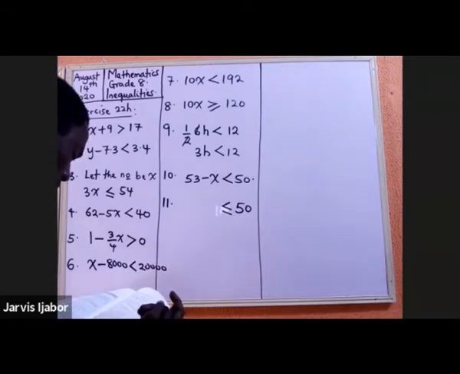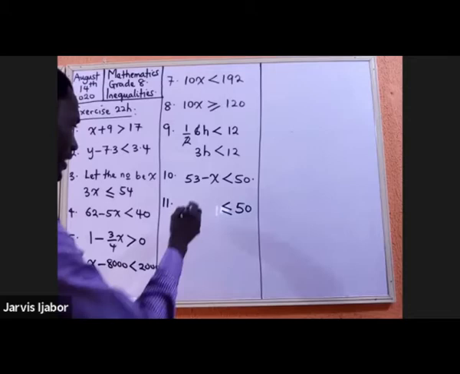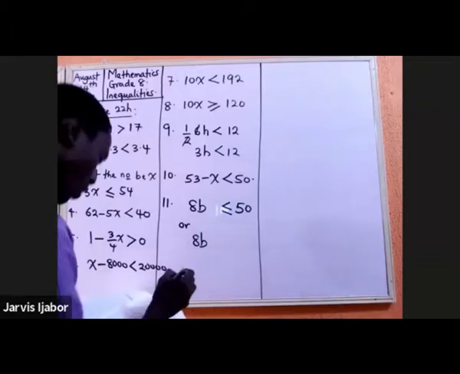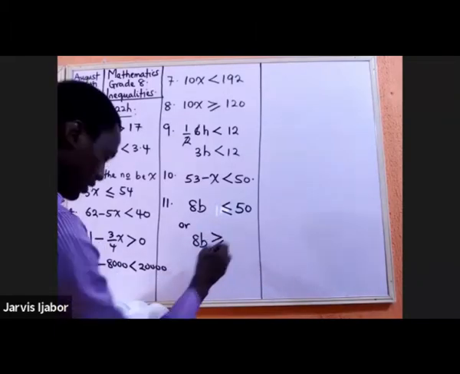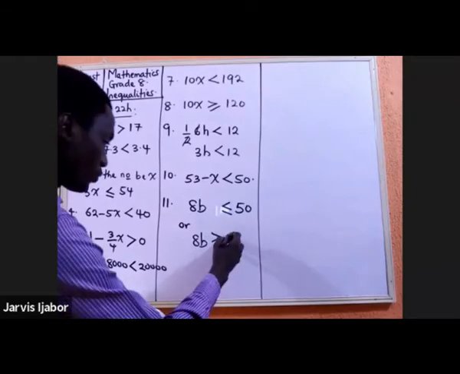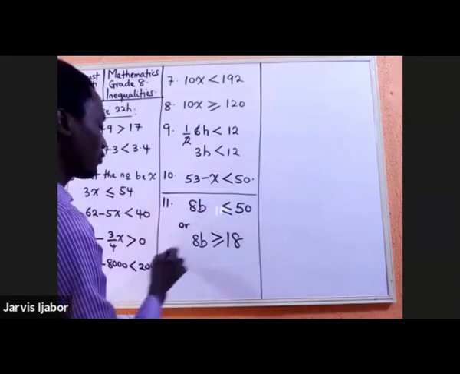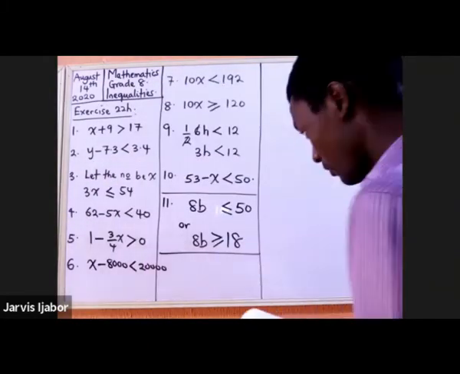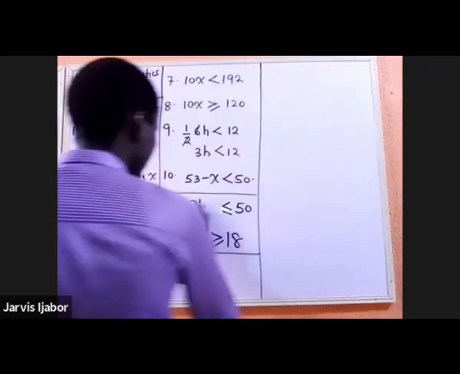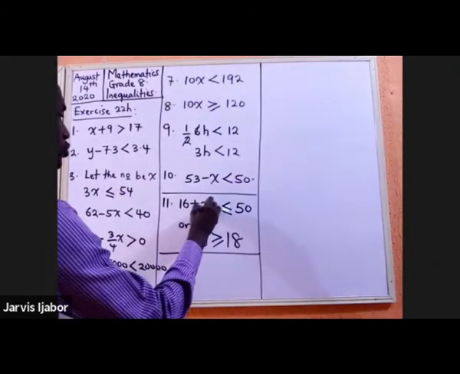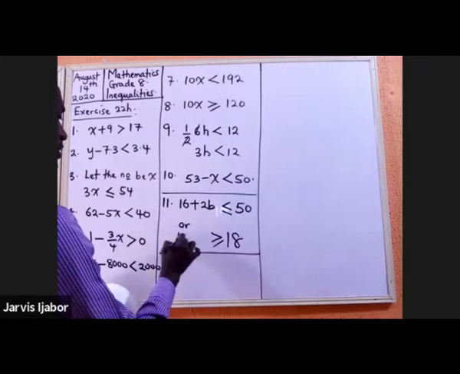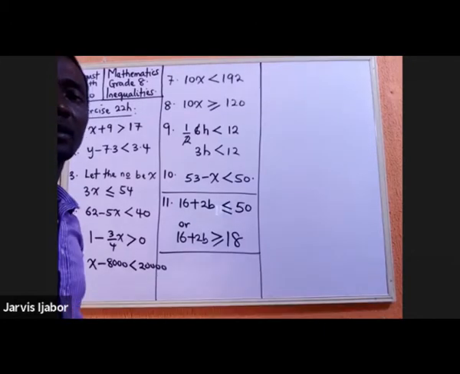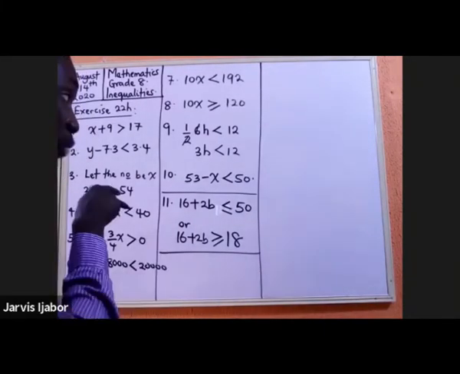Now, a rectangle is 8b is less than or equal to that, or 8b is greater than or equal to, is not less than, that's greater than or equal to 18. So for question 11, you have two equations. Take note of that. Oh, no, sorry, it's perimeter. So that will be 16 plus 2b is perimeter. Why? Perimeter is length plus breadth times 2. So that's why question 11 will be like that.